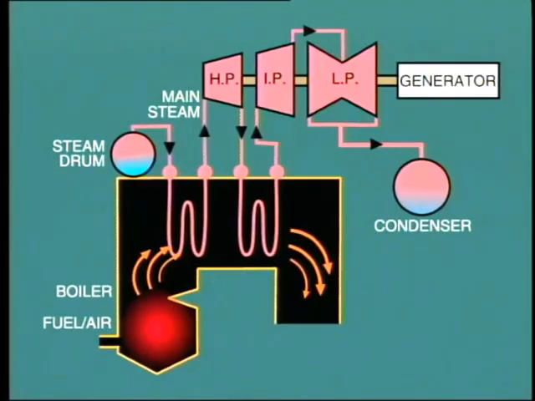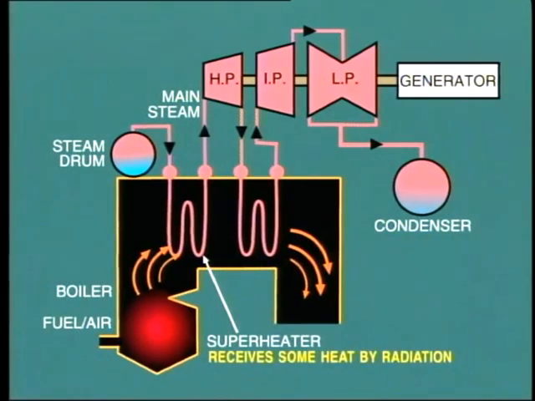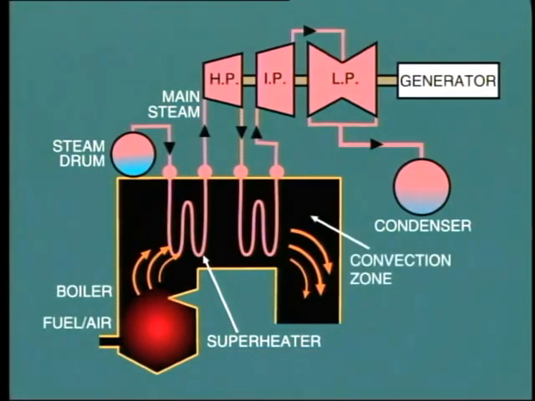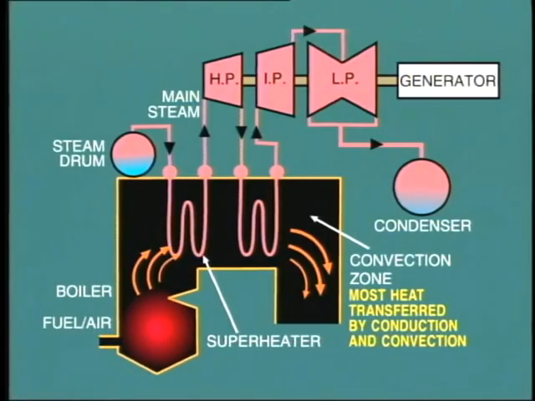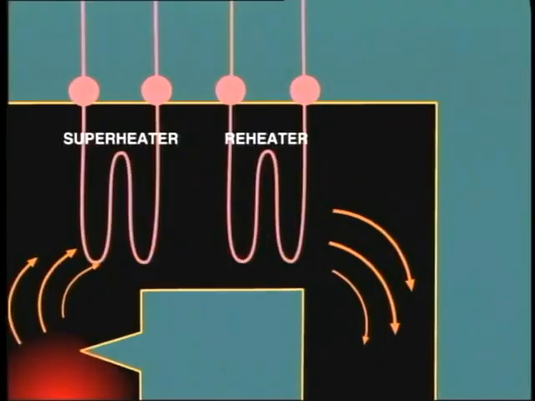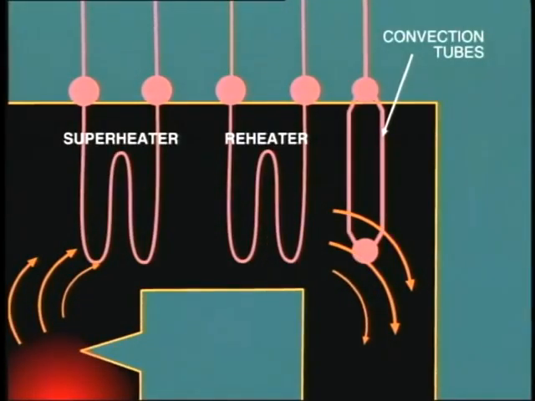In many boilers, some sections of the superheater are located in the upper furnace and consequently receive heat by radiation from the flame. However, most of the heat transfer surface for the superheater and reheater is located in the convection zone. In this area, most of the heat is transferred by conduction and convection. Water tubes may also be located in this area in order to extract as much heat as possible from the combustion gases before they are exhausted to atmosphere.